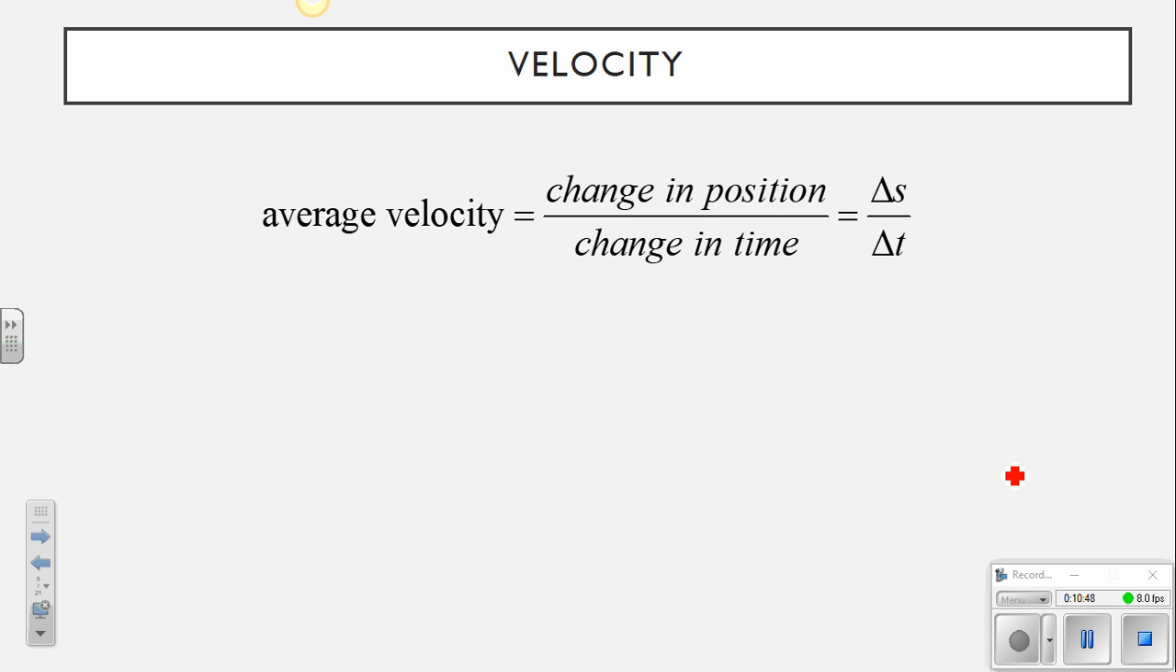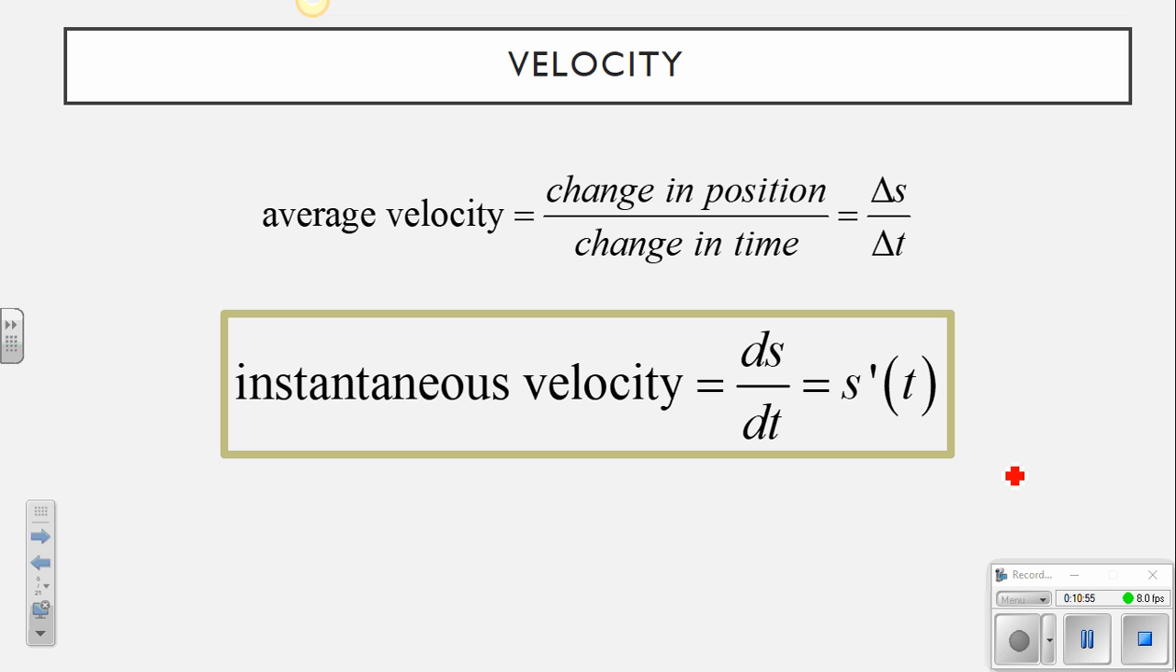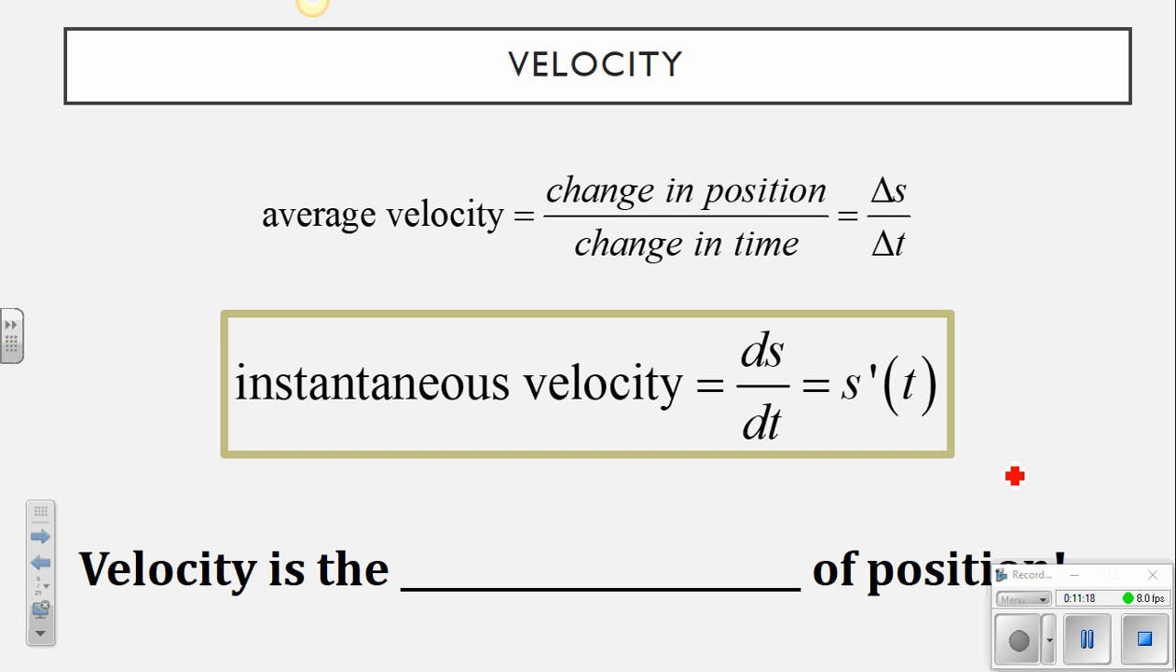All right, velocity. Now, we just talked about average velocity being the change in position over the change in time, correct? But instantaneous velocity is ds/dt. It's the derivative of the position with respect to time. So we're going to call that s prime of t. Basically, you're going to have a position or a distance, and you're going to take the derivative of that, and that's going to give you velocity.